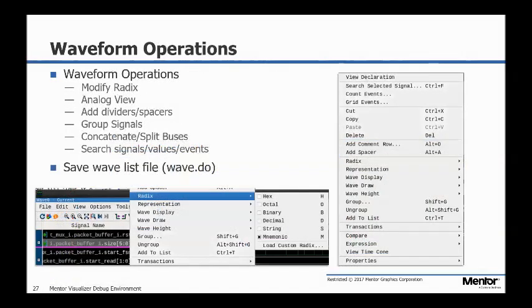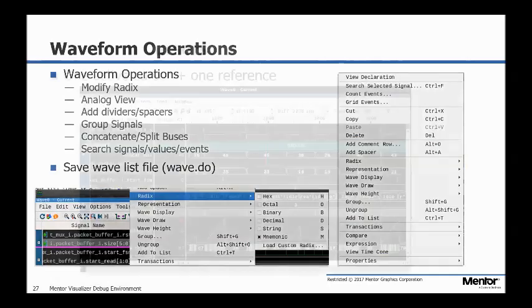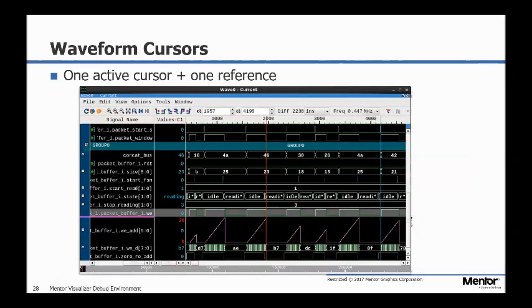You can do all the things that you normally would do, like modify radixes and put it in an analog view. You can add spacers and groups, and you can either split or concatenate buses, and then you save that format in the same way you do to a wave.2 file.